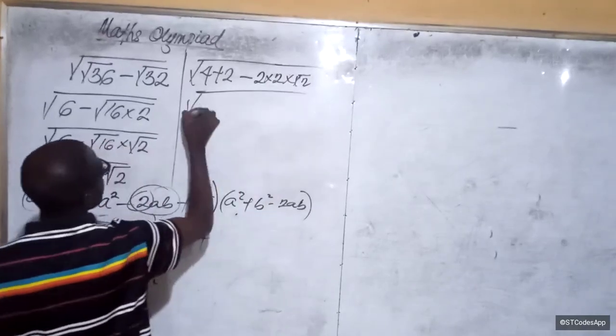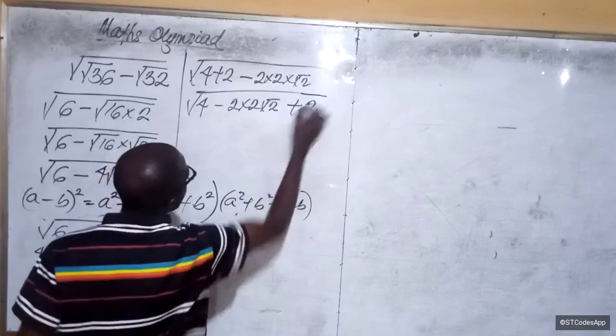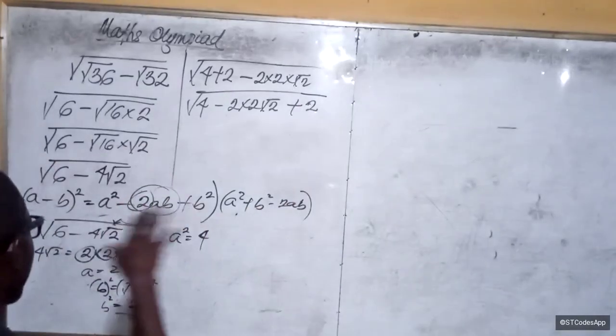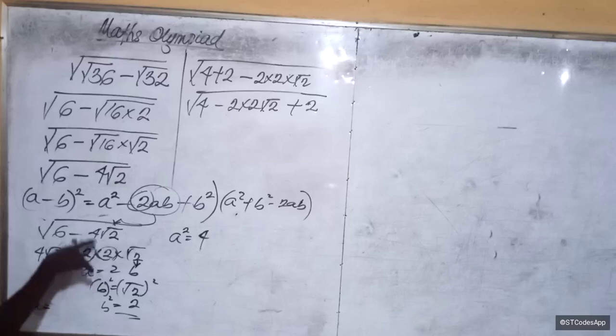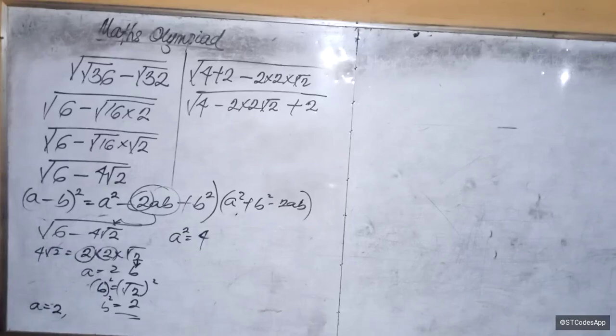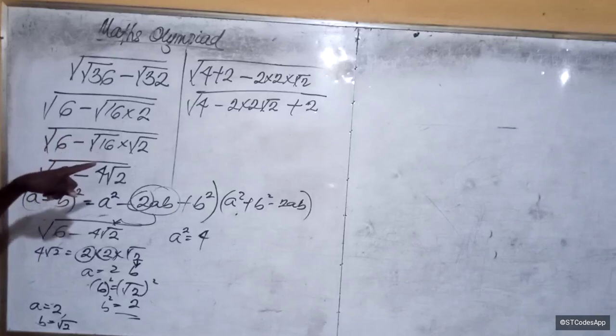Okay, so this now becomes what? 4, to make it look like that expression, plus 2. Yes, so this is what we have. It has looked like this expression. So definitely our A is actually what? Our A is actually 2, and our B is what? Root 2. Since A squared is 4.